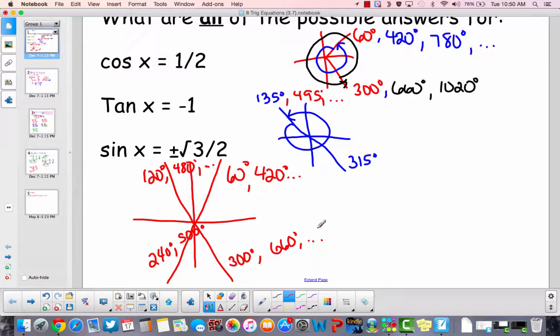Now we don't want to just keep going. So in our examples, we're going to see that we restrict the interval so that we don't have to keep going and going and going. Because we could also go the opposite direction and say this is negative 60 degrees. That could be negative 60 degrees, negative 120, negative 240, negative 300, and so on. So let's look at the first example.